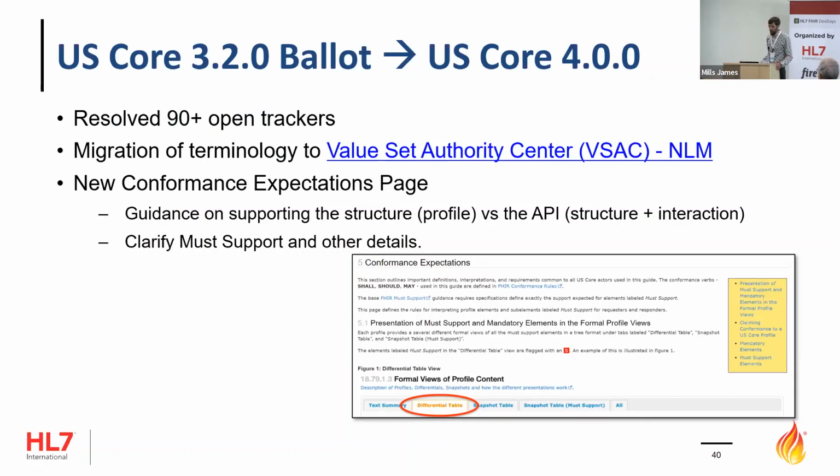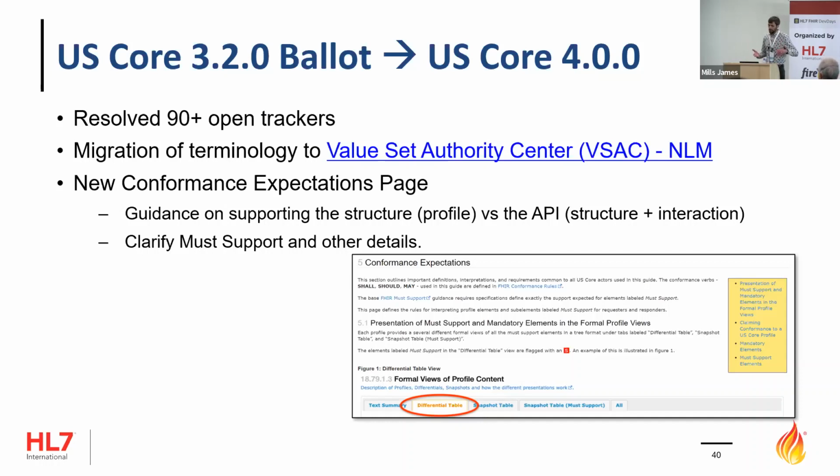All right, so just a little bit of future versions from 3.1 on: additional 90 trackers, a huge migration to the Value Set Authority Center, and this new conformance page. And if you want to read must support, I would highly recommend going to the US Core 4.0 or 5.0 spec, because we spent a ton of time trying to clarify it.